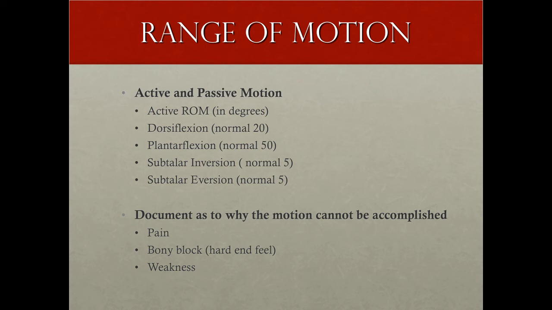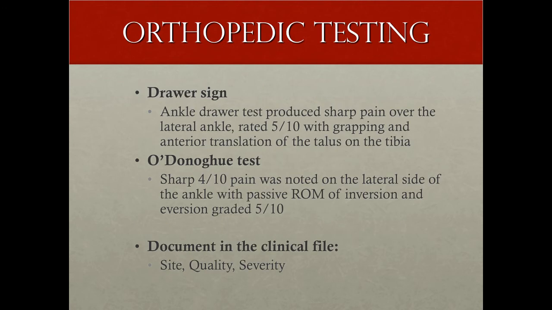So as we move into range of motion, we're going to look at active and passive range of motion, remembering the ranges and the normal motions. And in the file, you will document as to why the motion cannot be accomplished. Is it due to pain? Is it due to the fact that they have a bony block? Maybe there's an osteochondral fragment that has released that is keeping them from going into full range of motion. Or is there weakness because of some muscular contraction?